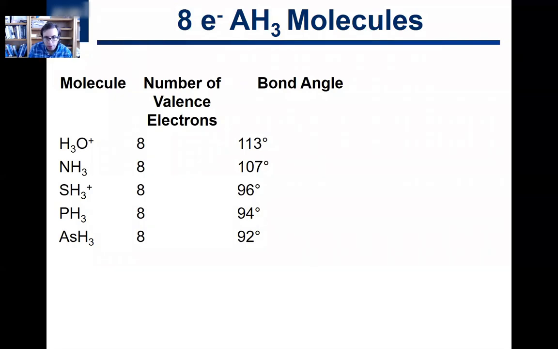So in the last video, we were able to accurately predict the experimental structures of various AH3 molecules. Let's do something a little bit different this time. Let's look at a series of isoelectronic molecules, all of which have 8 valence electrons, and look at their bond angles.